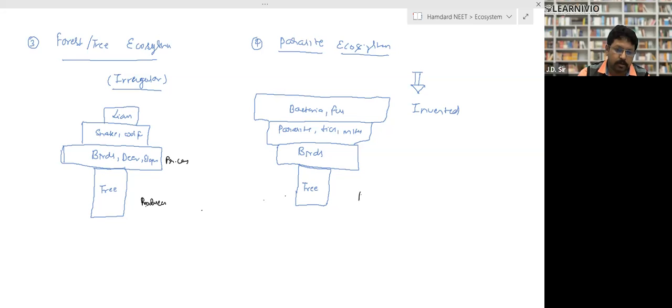Tree is producer, right? Birds are primary consumer, parasites are secondary consumer, bacteria are top consumer. Note it.